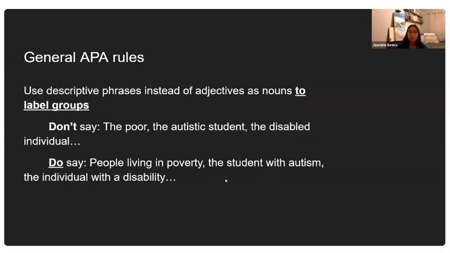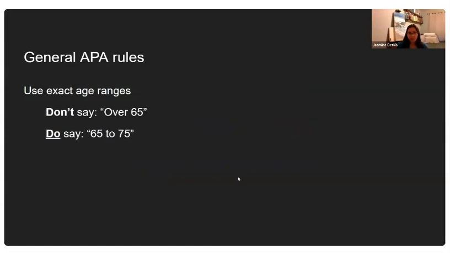And also you want to change descriptive phrases instead of using adjectives as nouns to label groups. So what I mean by this is you don't want to say the poor or the autistic student, the disabled individual. Instead, you want to say people living in poverty, the student with autism, the individual with the disability. So make sure you're putting that description in a phrase and not using it as an adjective before the noun.